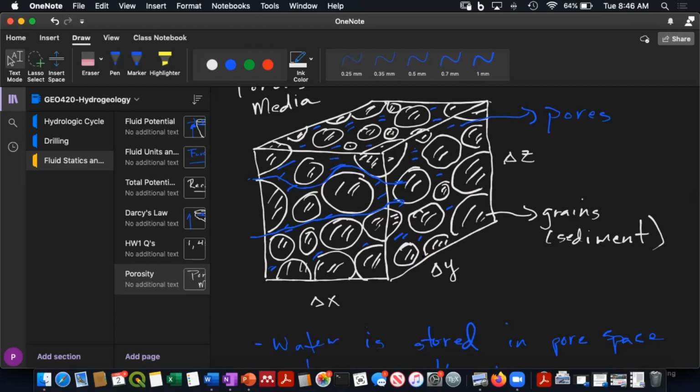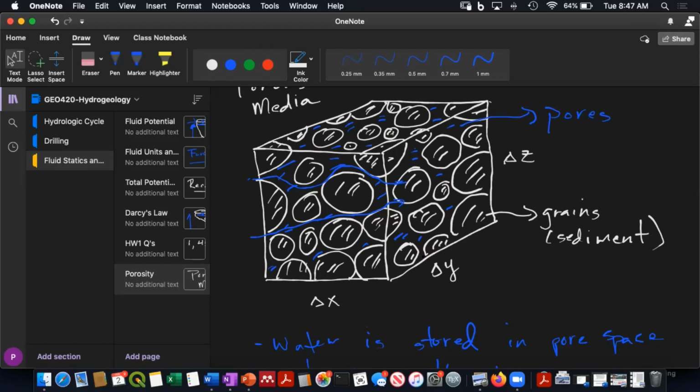But if I wanted to know how much groundwater I had in this cube, I need to know the volume of what? The total volume of the cube or what? How would I know how much groundwater is in here? Yeah, Tanessa, just yell it out. Yeah, you'd need to know the pore volume.